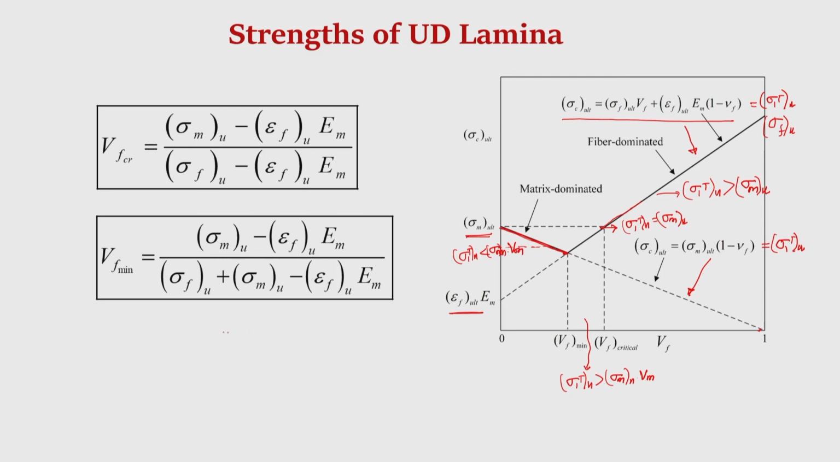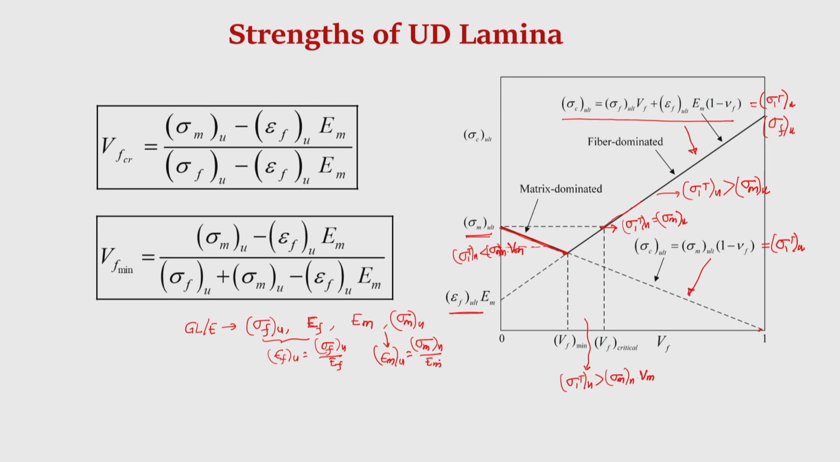So, we could actually find out, say, for glass epoxy, we can take the properties of the fiber, epsilon f u, then E f, then for the matrix E m, okay, and then sigma m u. Now, knowing this, we can find out epsilon f u. This is nothing but sigma f u divided by E f. Okay. Similarly, epsilon m u is nothing but sigma m u by E m.